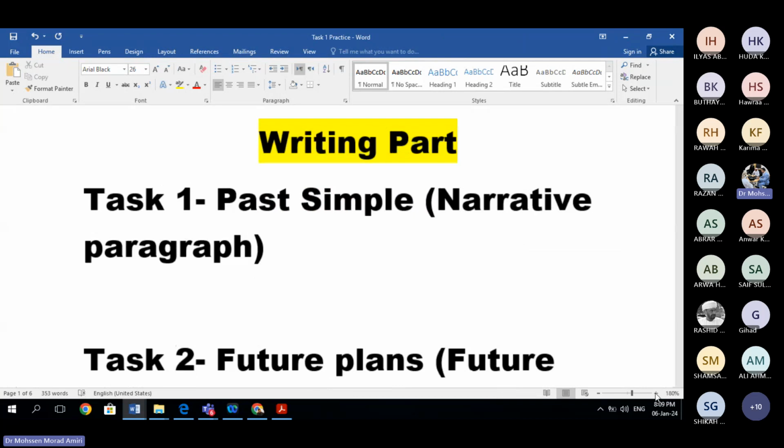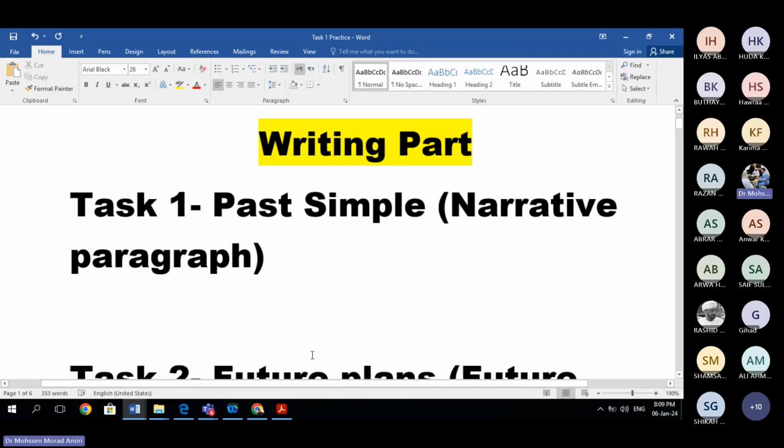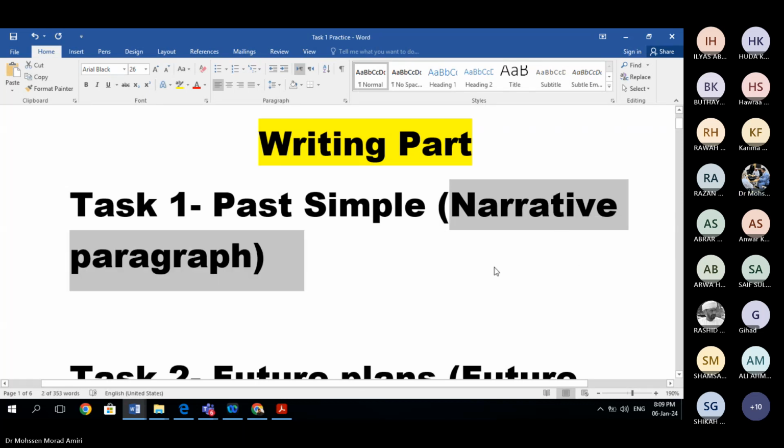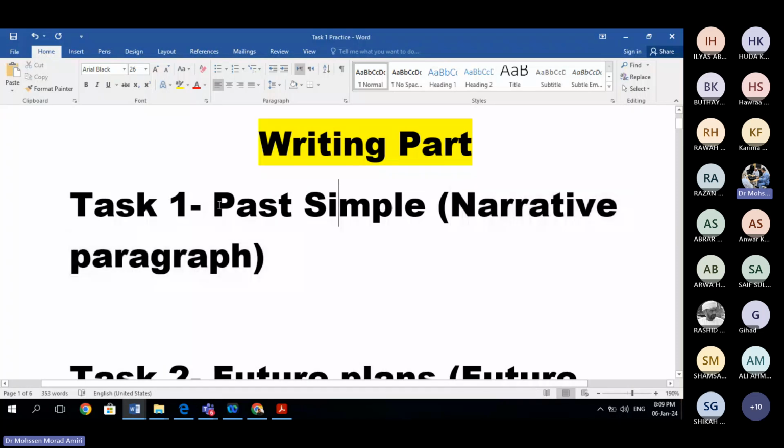Shabab, if you remember, your teacher also told you your writing question has two tasks. Task one will be about past simple, yani a narrative paragraph. You need to write a narrative paragraph. Yani you need to write a story which happened in the past. Okay, so if you want to write that paragraph, you need to know past simple. Okay, which is very important. Many students unfortunately have problems in past simple, so we will practice that.